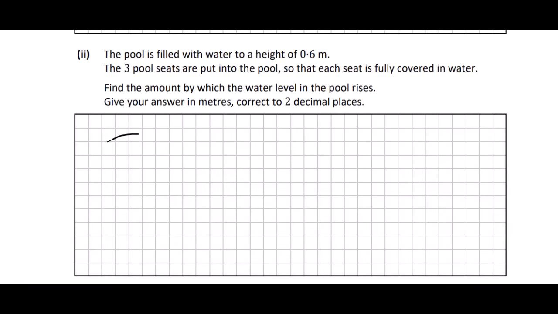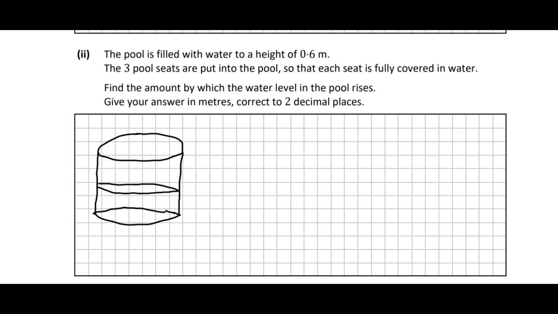Okay, so what's happening here is we have a cylinder, let's say like this, and you have water in there, let's say to this level. Now what happens then is the 3 seats are put in, so the 3 cubes here are put in, and the water rises. Let's say it rises to this depth here. So the water has risen this amount here, let's call it h. That's what they're asking for in this question. They're looking for how far the water has risen.